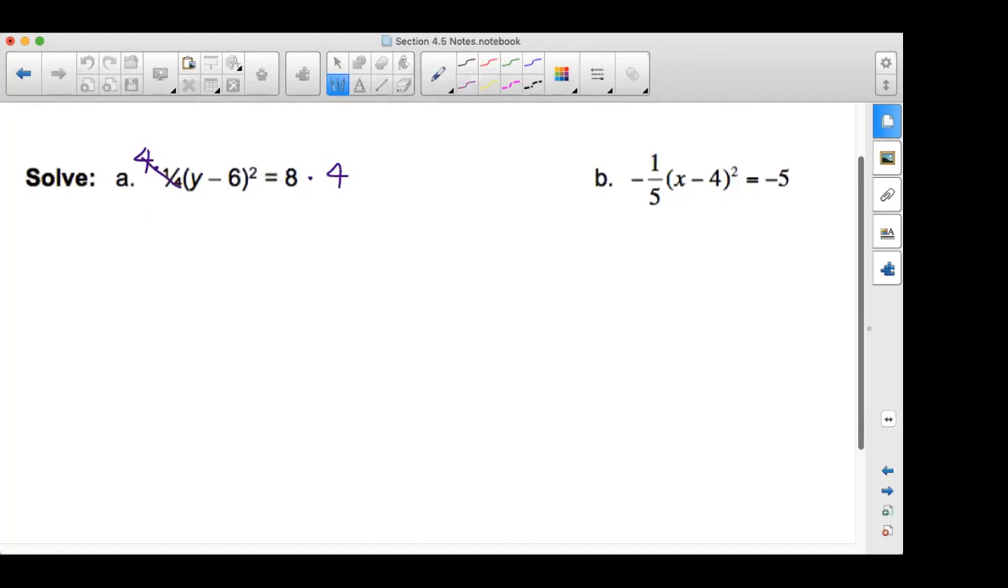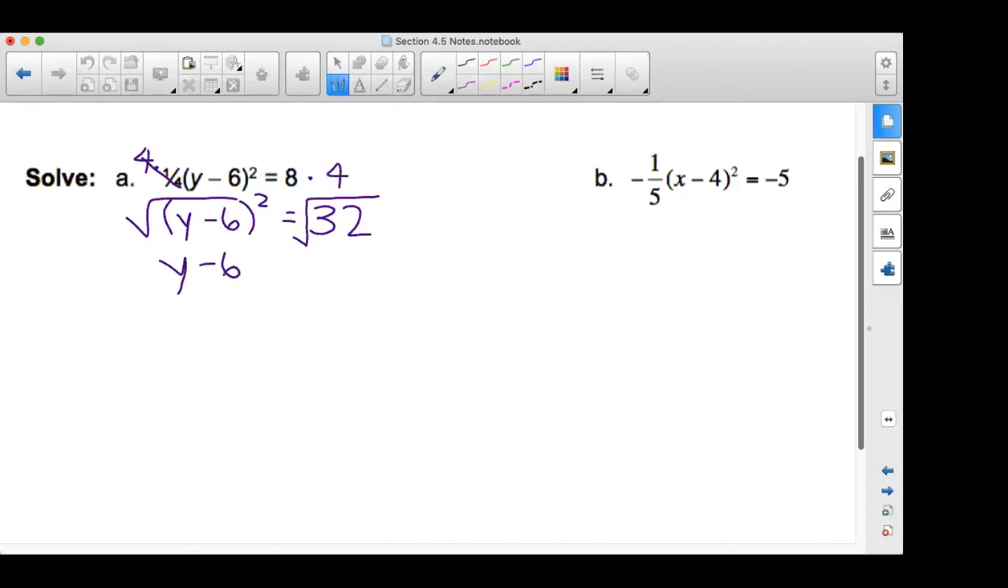Good. 4 times 1/4 is 1. So now we have y minus 6 squared equaling, what's 8 times 4? 32. Yeah. So now we have this quantity squared equaling 32. We need to get that squared away. How do we get rid of a square? Jaden? Exactly. We're going to take the square root of both sides, because whatever you do to one side, you do to the other. So now on the left, we are left with our y minus 6.